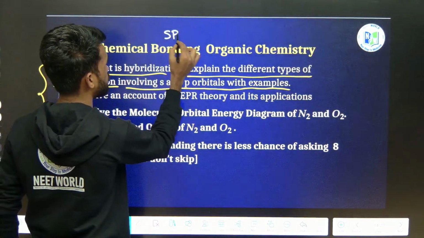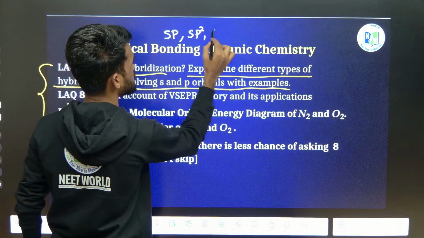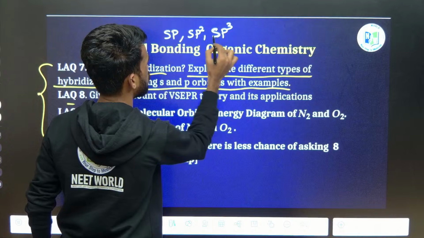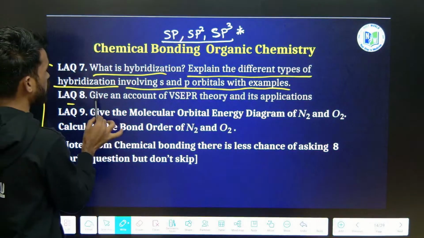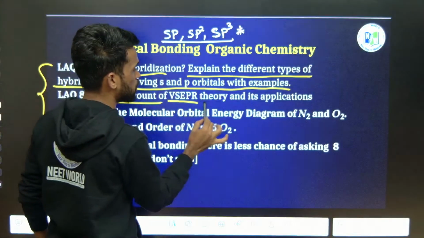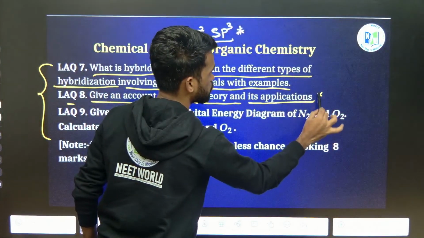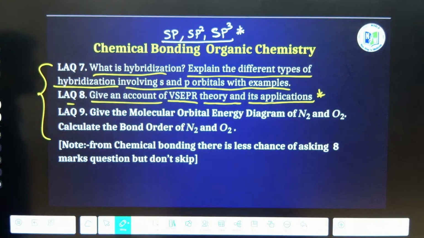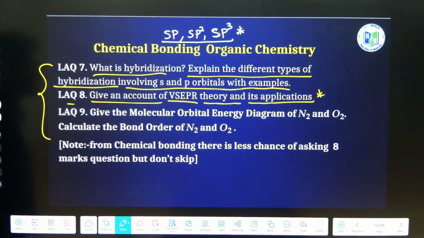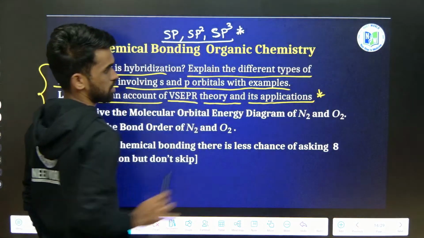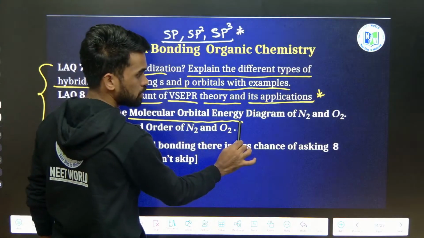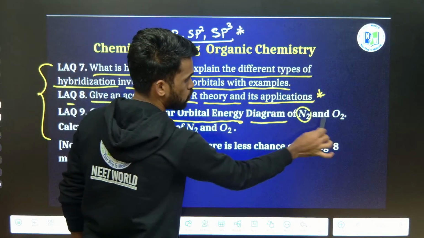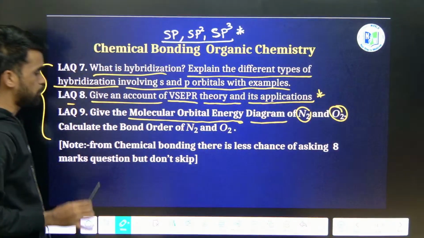Okay, then next, sp orbital means we know sp hybridization is there, sp2 and sp3 hybridization. They are going to ask about this thing. Remember this. Then next, give an account of valence shell electron pair repulsion theory and its application. Okay, this is also important. And then next, molecular orbital theory and its energy diagram for N2 and O2. This is also an important question.